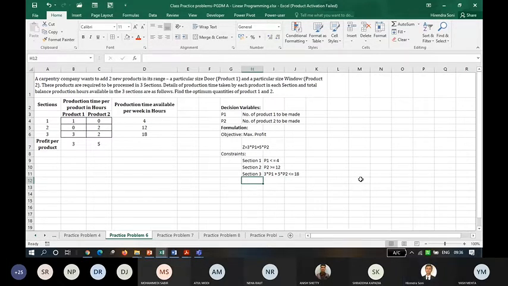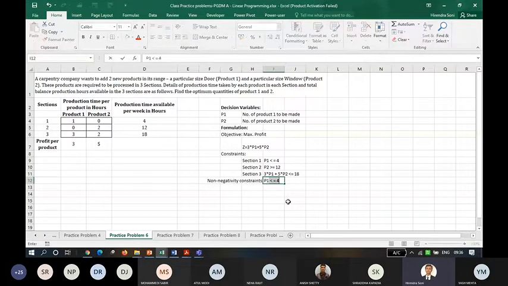And last is the non-negativity constraints. Whenever you are writing, you have to write it completely. So non-negativity constraints. That means P1 comma P2 has to be greater than or equal to 0. Are we okay up to this?